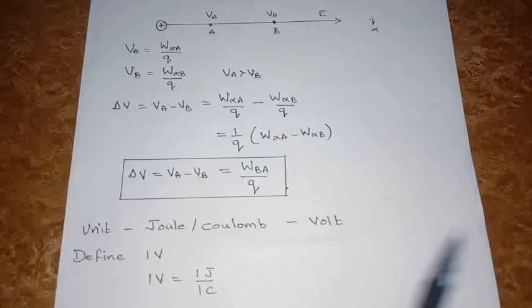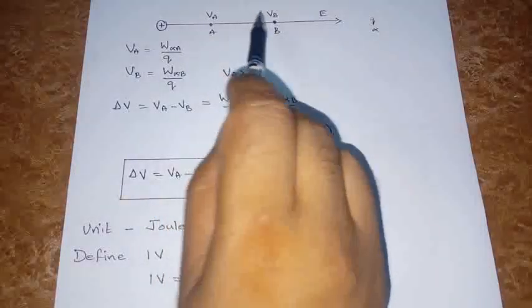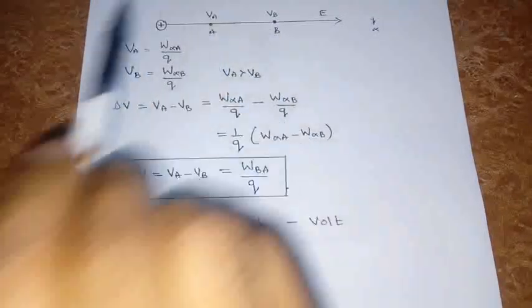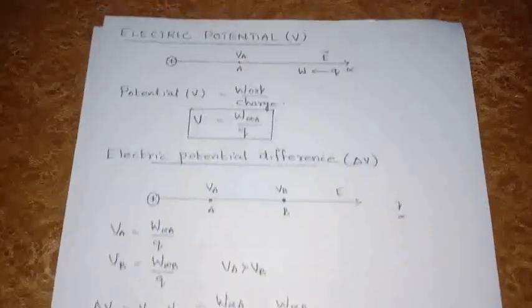How can we define potential difference 1 volt? If 1 joule of work is needed to take a unit charge from one point to another in an electric field, the potential difference between those 2 points is 1 volt. Once again, imagine if 1 joule of work is needed to move a unit charge from one point to another, then the potential difference between these 2 points is said to be 1 volt.